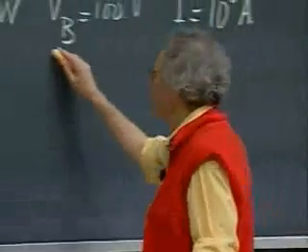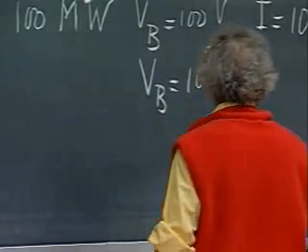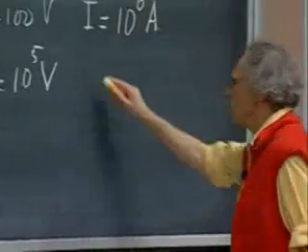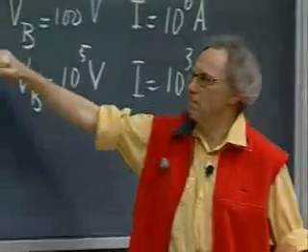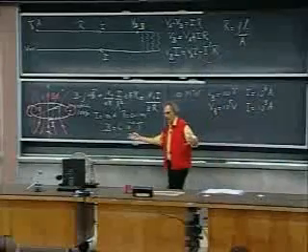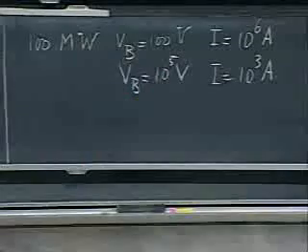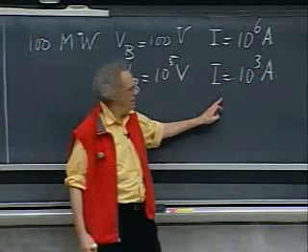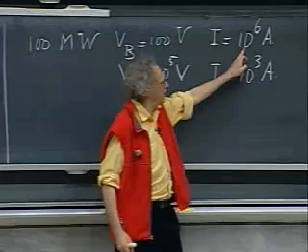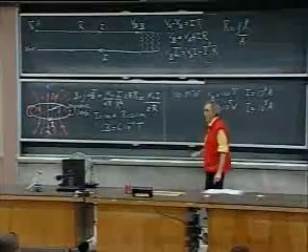Alternatively, suppose that the potential at B in the wire is 100,000 volts, 1,000 times higher. Now the current is only 1,000 amperes. It gives me the same power. In both cases, I am consuming at a rate of 100 million joules per second. But I squared R, the heat loss on the way from the power station to me, is 1,000,000 times lower in this case than in that case, because I is 1,000 times lower. And the heat loss goes with I squared.